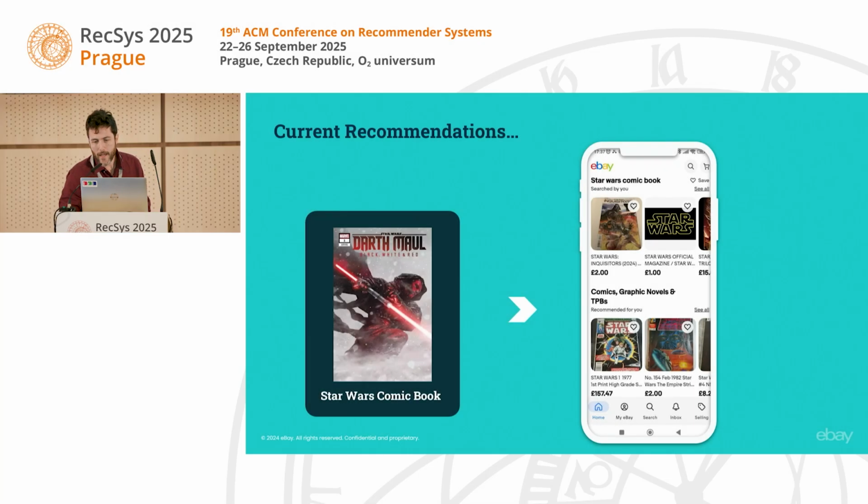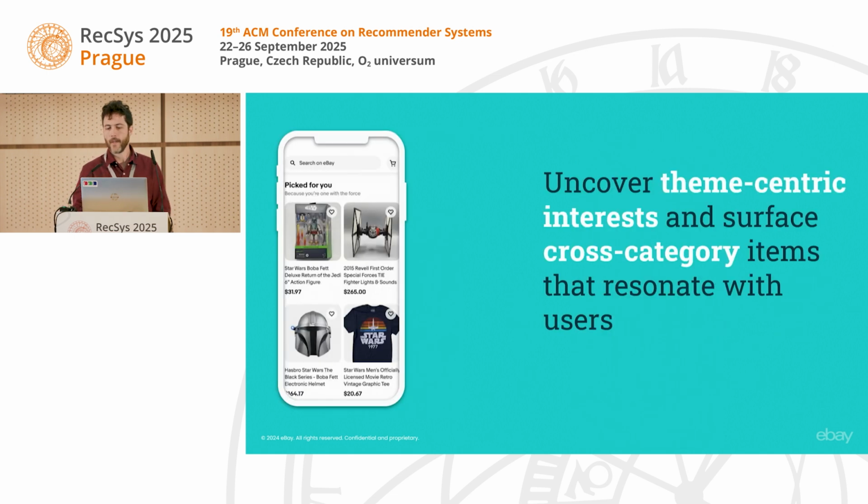The problem is that current recommendation systems favor staying within the category boundaries. Let's consider a user that has viewed the Star Wars comic book on the left. Current recommendation systems will tend to recommend very similar items like additional Star Wars comic books, or they might go a bit broader and suggest additional comic books. What we usually don't see is more Star Wars related products that come from different categories. This is what we're trying to solve here.